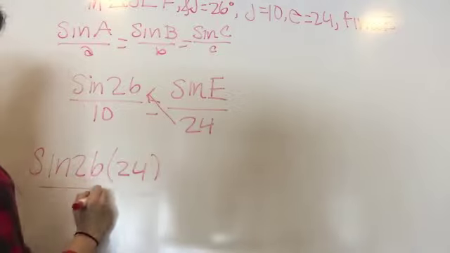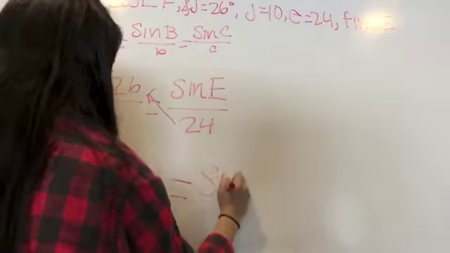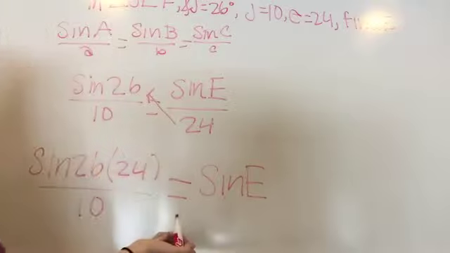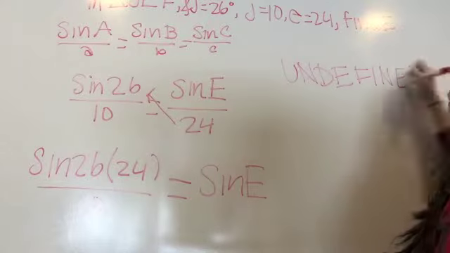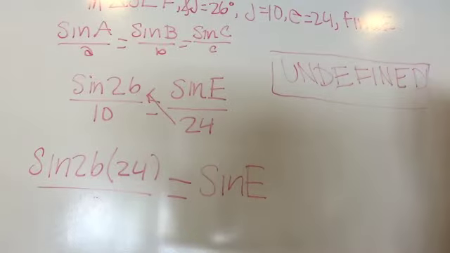If you solve this on your calculator, you will find that the sine of B is greater than 1. It is approximately 1.5. You cannot have a sine of a number that is bigger than 1, therefore, this triangle is undefined.